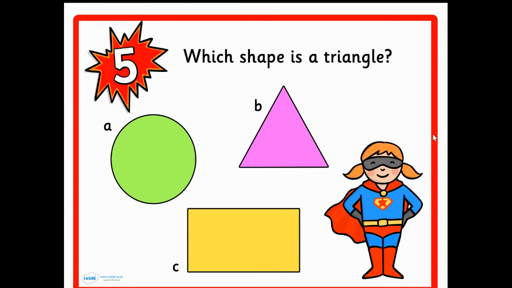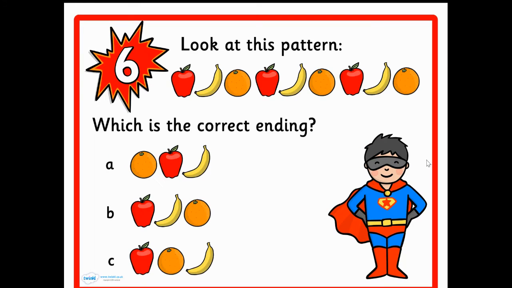yellow. Which shape is a triangle? This is a straightforward one for you. I'm sure you can all get this one. And we have got 3 shapes. We've got the circle, we've got a rectangle, and we've got, of course, this pinky purple one is a triangle. I'm sure you all got that right.